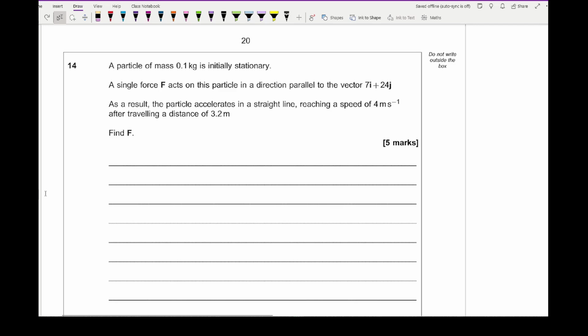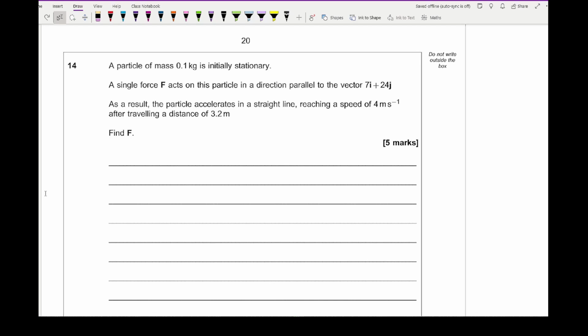Question 14. A particle of mass 0.1 kilograms is initially stationary. A single force F acts on this particle in the direction parallel to vector 7i plus 24j. As a result, the particle accelerates in a straight line, reaching a speed of 4 meters per second after travelling a distance of 3.2 meters. Find F. In this question then, we want to do several steps.